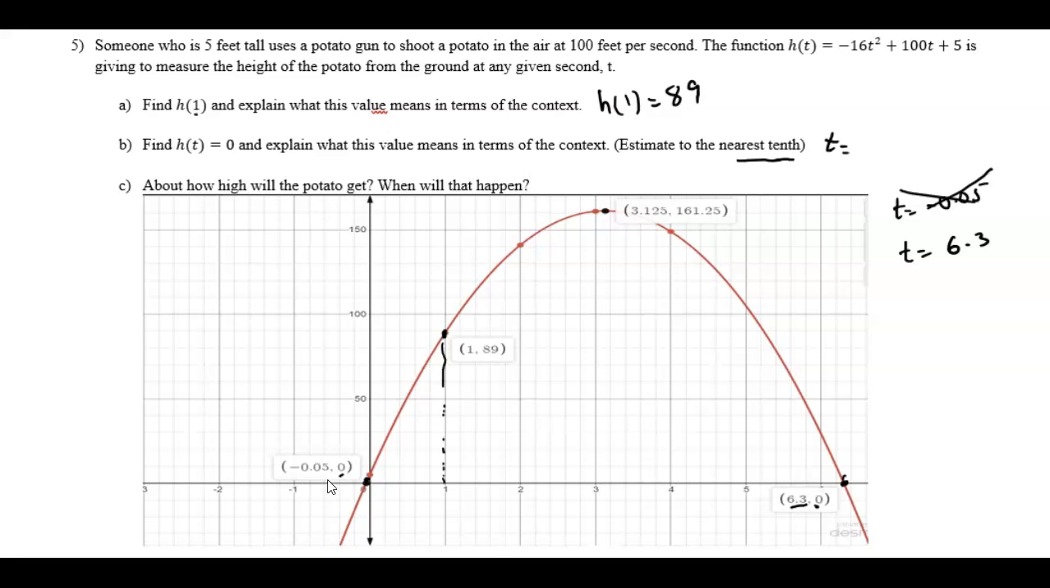So t equals 6.3 seconds. And the last question here we're going to talk about is the last one, C.